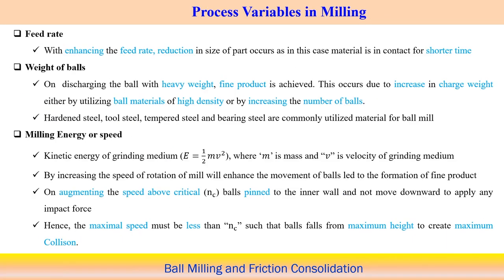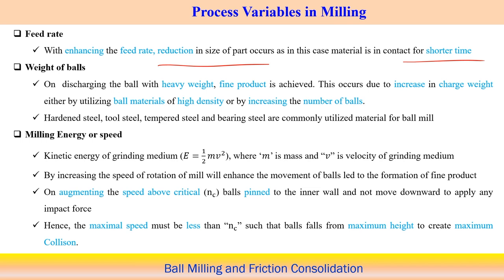But before that, what are the process parameters or process variables associated with this milling operation? One is the feed rate. With enhancing the feed rate, it is possible to reduce the size of the particles. Because when increasing the feed rate, the contact between the grinding media and the particle is less, usually shorter in time. So they are in contact for a very short time when there is an increment of the feed rate.